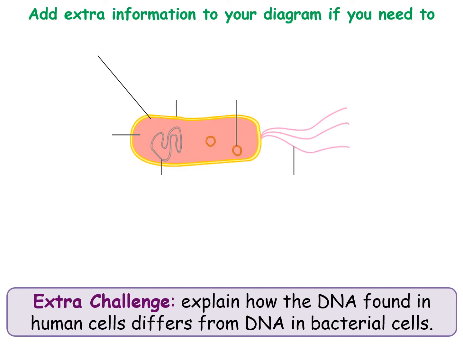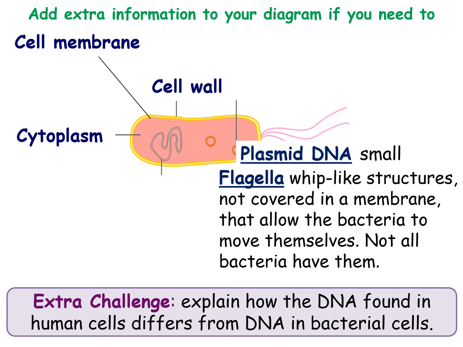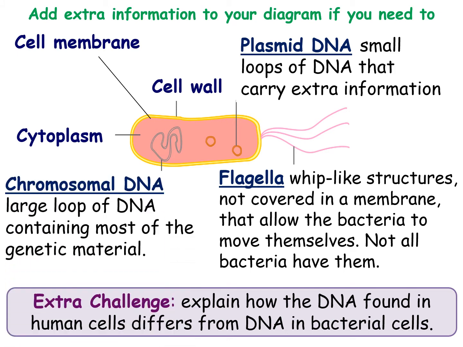Okay, so how did you get on? We'll go through the names of the organelles, and if you need to add anything to your diagram or change your diagram, please do so. Okay, so our cytoplasm, cell membrane, cell wall, the flagella, plasmid DNA and chromosomal DNA. And you will notice that the plasmid DNA, the flagella and the chromosomal DNA are underlined. Okay, so they are found only in bacterial cells.